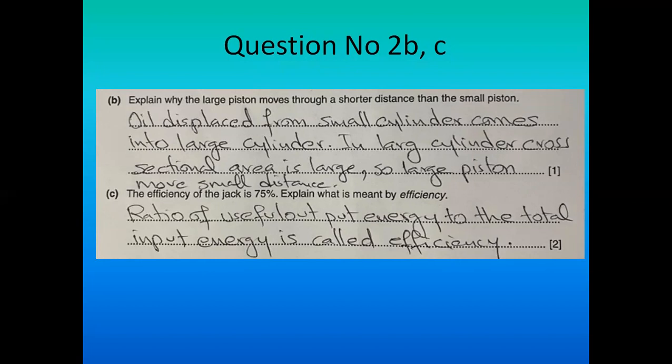Because the volume of the oil displaced from the small cylinder, when it comes to the large cylinder, is the same. But because the larger cylinder has a larger cross-sectional area, the length of that oil will become smaller to have the same volume. So the larger piston is moving due to that oil, and it will move a smaller distance.